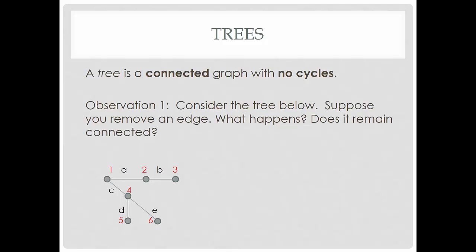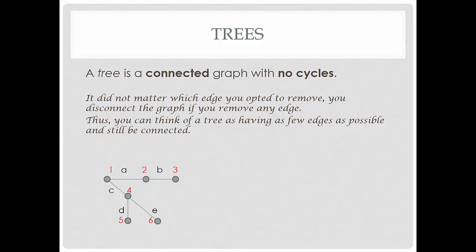Let's say we remove edge A. Well, then the vertices 2 and 3 cannot be reached by the remaining vertices 1, 4, 5, and 6. So if I remove edge A, the graph is no longer connected. A was just an arbitrary choice, of course. Any edge in this graph, should I choose to remove it, will result in a graph that is no longer connected.